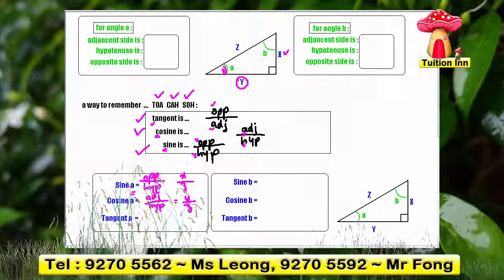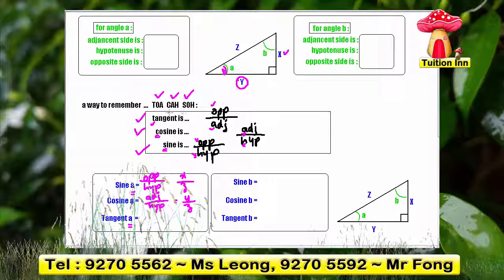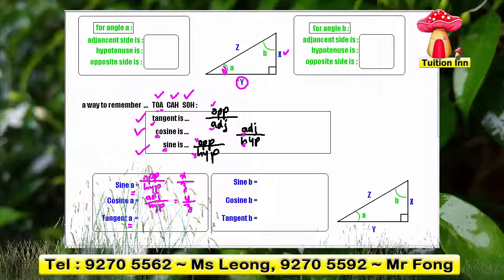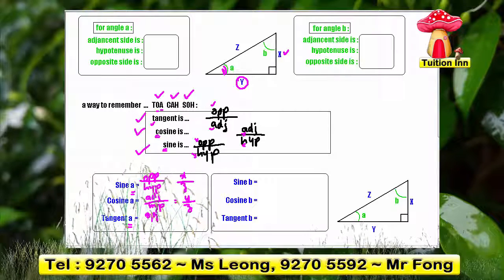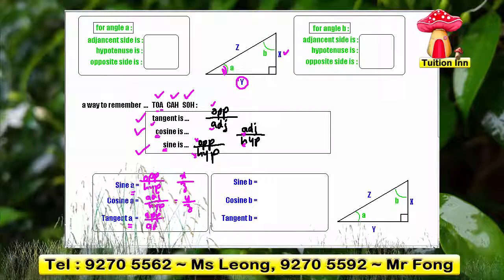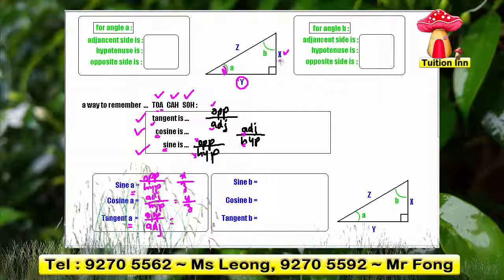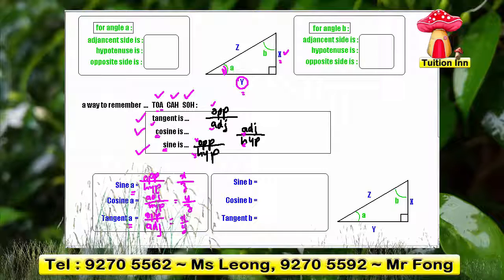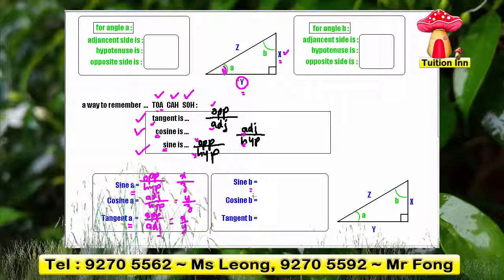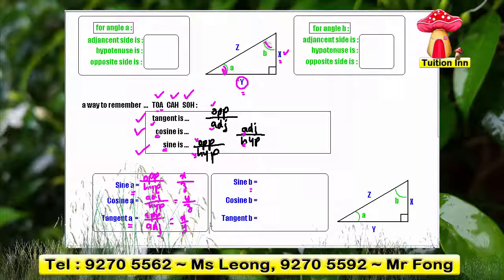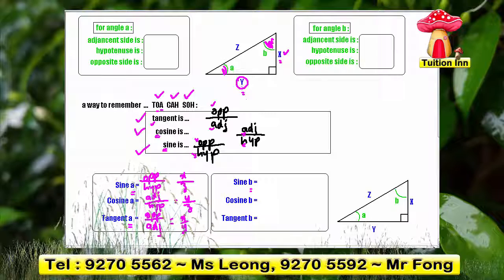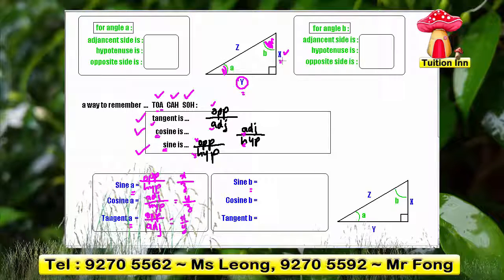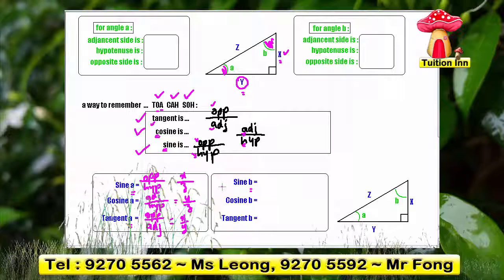And for tangent of angle A, tangent is always opposite over adjacent. In this case, the opposite for tangent A is x, the adjacent is y, so it's x over y. It will be quite different if you pick angle B. If you pick angle B here, then your y becomes the opposite, your x becomes the adjacent, and the hypo still remains the same.